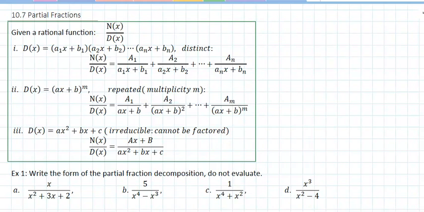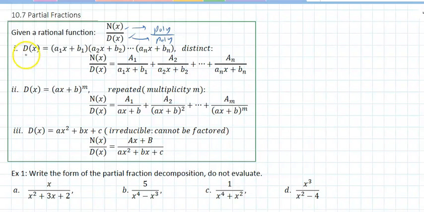10.7 talks about partial fractions. That's a big deal for our calculus sequence. Given a rational function where you have n of x divided by d of x, well, a rational function consists of a polynomial divided by a polynomial.